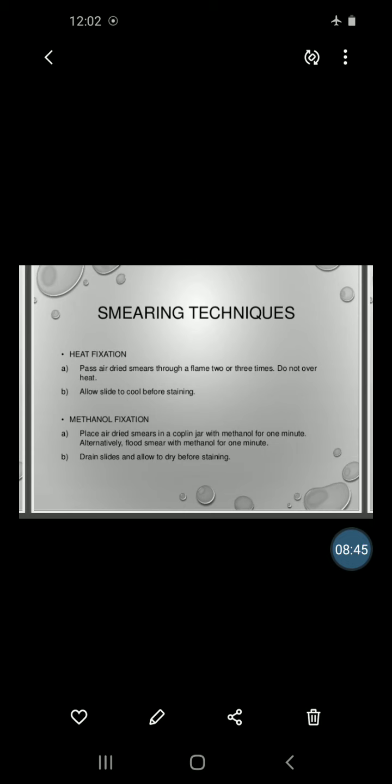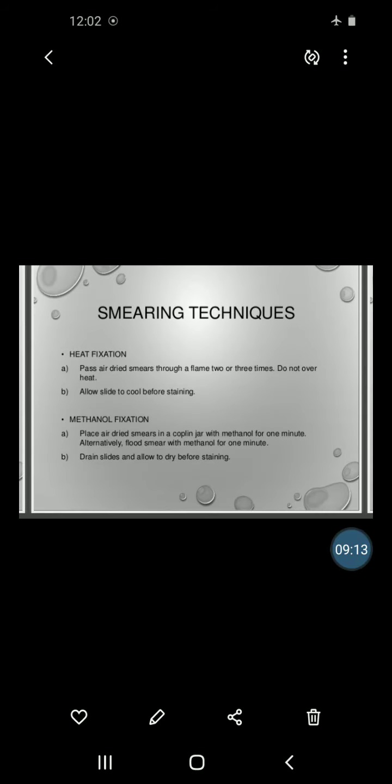Then the smearing techniques: first, heat fixation, and second, methanol fixation. In heat fixation, pass the air dried smear through a flame 2 to 3 times and do not overheat or over dry, and allow the slide to cool before staining.